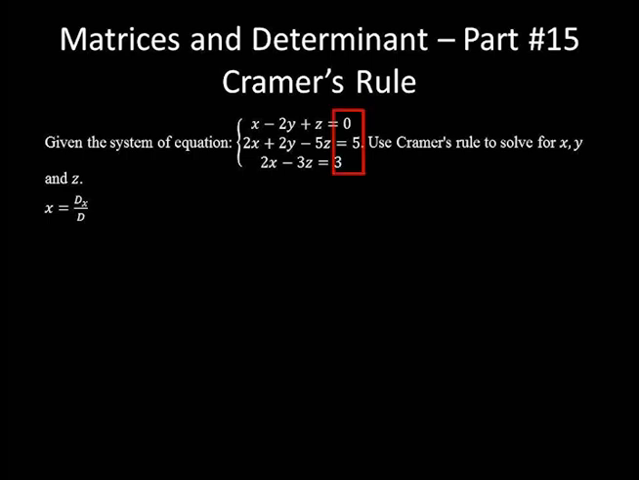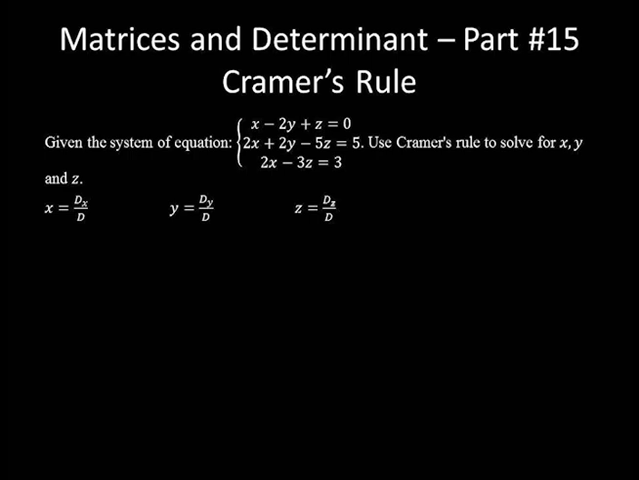By the same analogy, y equal to dy divided by d, where dy is the determinant of the coefficient matrix of which the coefficients of y are replaced by the corresponding elements of the constant column vector, and z equal to dz divided by d, where dz is the determinant of a coefficient matrix of which the coefficients of z are replaced by the corresponding elements of the constant column vector.